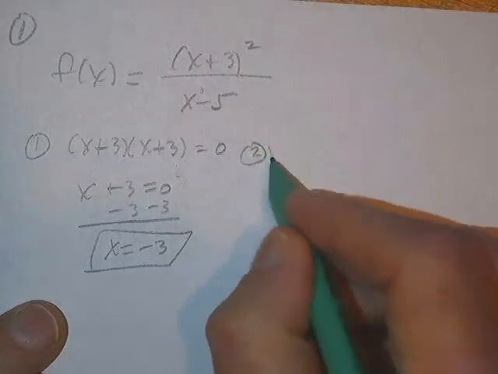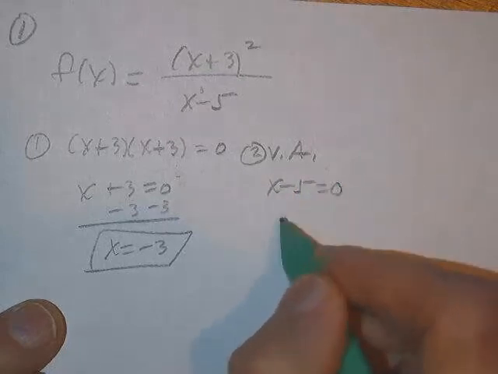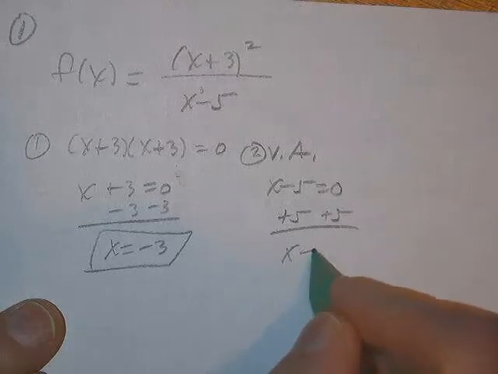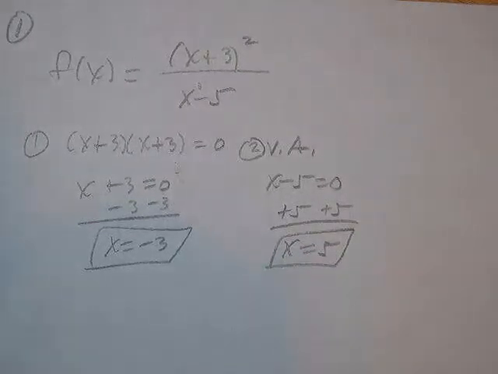The second one is the vertical asymptote. We want to know where the bottom is equal to 0. There's your vertical asymptote.